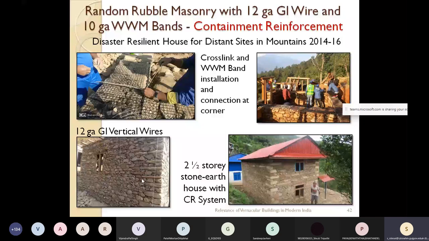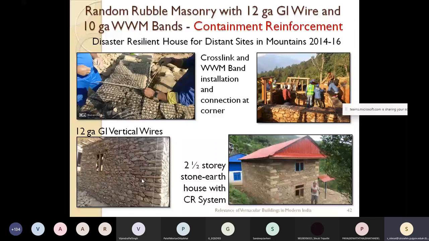IS 13727, 728, all these codes, they don't permit mud mortar for more than a 1.5-story. But in the mountains, in Uttarakhand, Himachal, Kashmir, and in Nepal, the houses are always 2.5-story. The flat land is not available, and they have to have space for the cattle. They have space for storage. So they have to have 2.5-story houses, and the code doesn't allow them. And that's why the system was evolved.